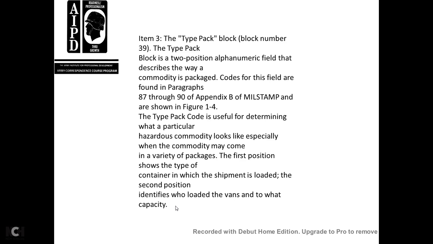The type pack code is usually determined with a particular hazardous commodity. The code, especially with the commodity, may come with the very package. The first position shows the type of the containers in which the shipment is loaded, but the second position identifies who loads the vans and to what capacity.